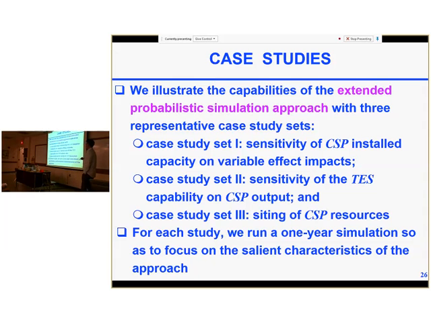And here I'm going to give some representative results from 3 different case study sets to give us an insight into how the CSP will impact the power systems. For each study, we run the 1-year simulation, so we can focus on the characteristics of the approach.